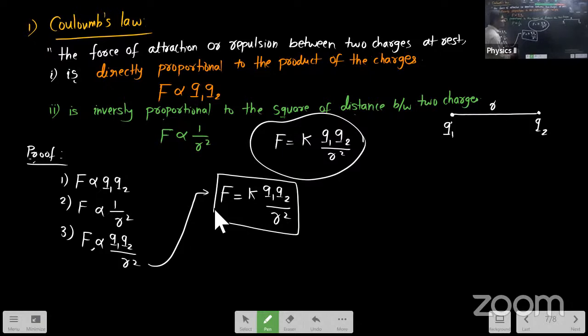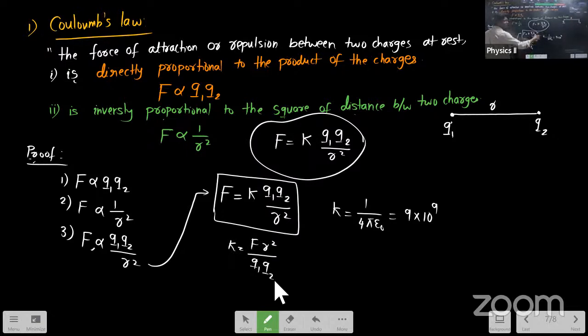What is K here? Here K is a constant whose value is K is equal to 1 by 4 pi epsilon naught. Its value is equal to 9 into 10 power 9. And what will be the unit here? If I want to write this formula in terms of K, this will become F R square divided by Q1 Q2. So what will be the unit for K?